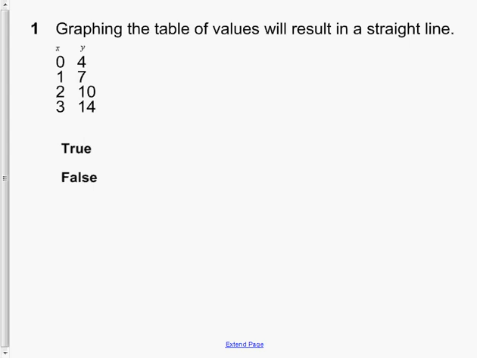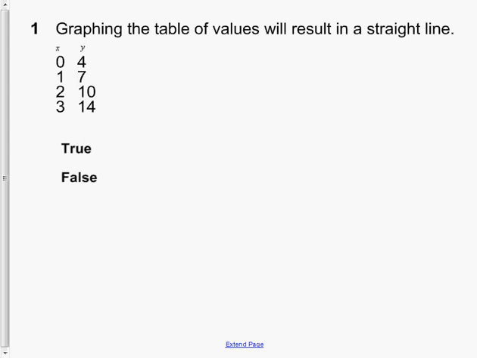These are the 4 chapters we have studied so far this year on integers, fraction operations, algebra, and our last chapter on linear relations. So the first question says, graphing the table of values will result in a straight line.